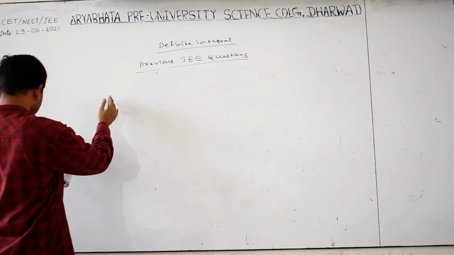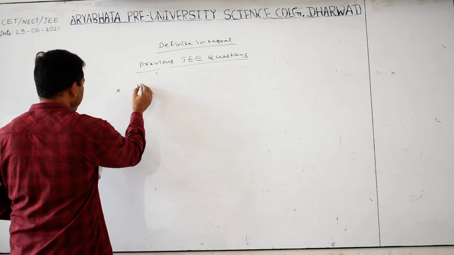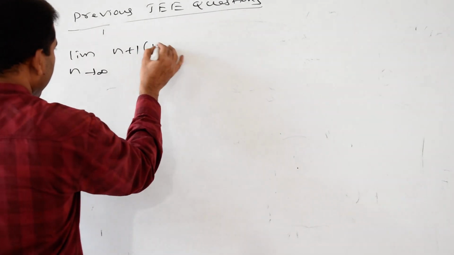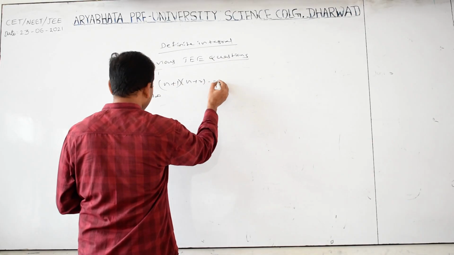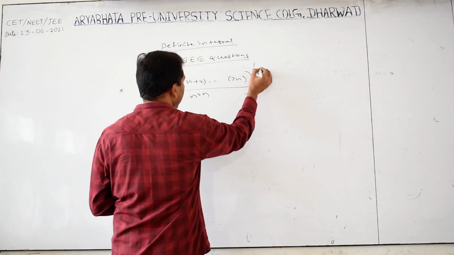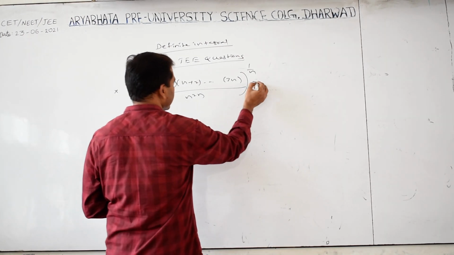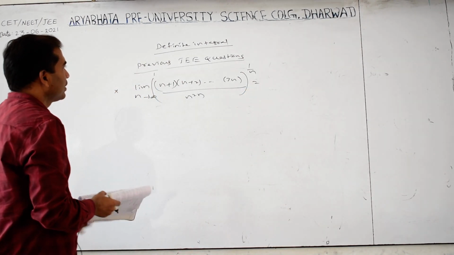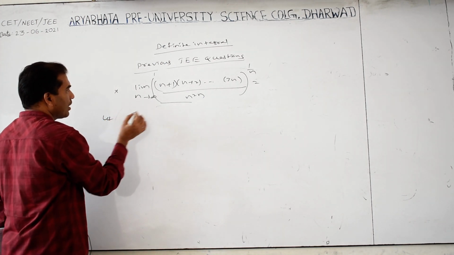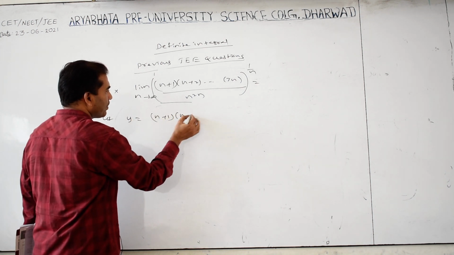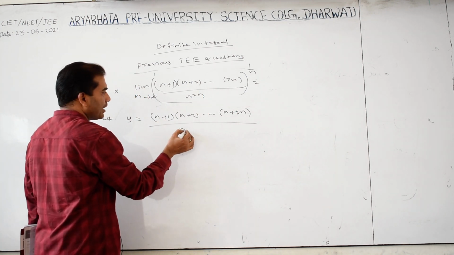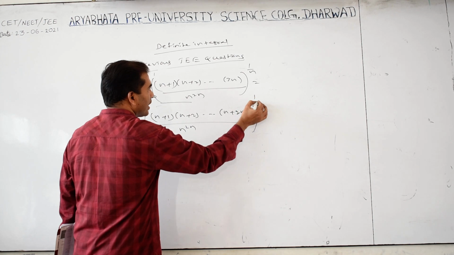Next one is the limit as n tends to infinity of n plus 1 into n plus 2 and so on up to 3n, divided by n power 2n, whole raised to 1 by n. This is the limit as a sum formula. First, let y equal n plus 1, n plus 2, and so on up to n plus 2n, which is 3n, divided by n power 2n, whole raised to 1 by n.